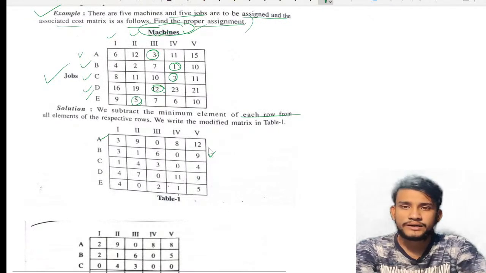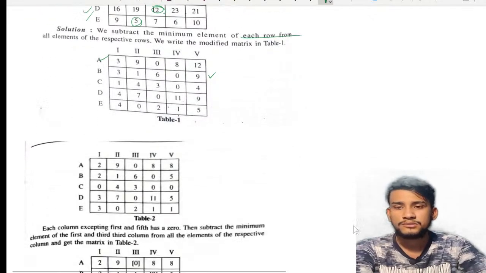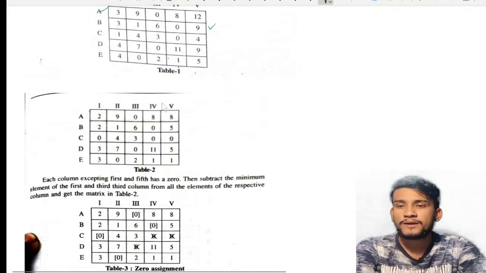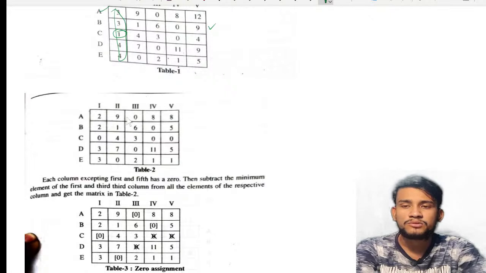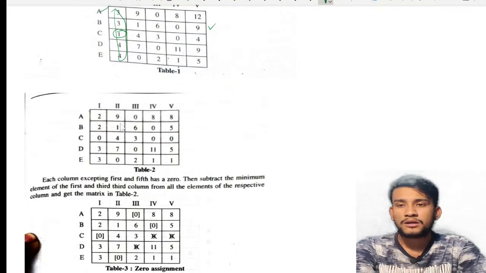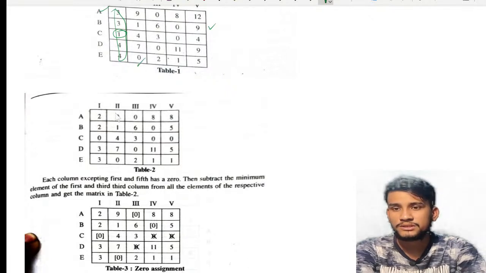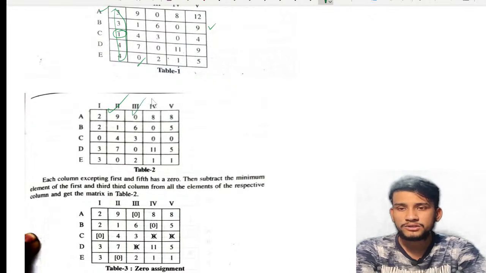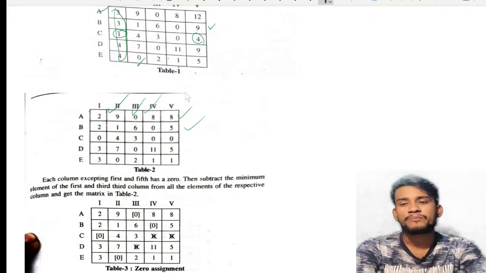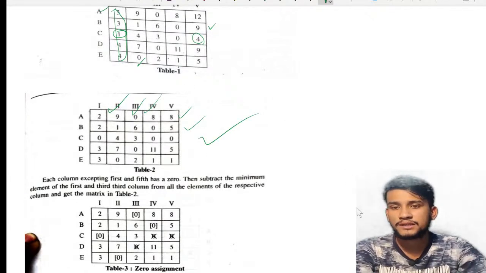So 3, 9, 0, 8 and 12, these types of matrix. Now we apply the similar method for the columns. For the first column, there are no zeros and the minimum element is 1. Therefore we subtract 1 from each element of the first column. Here there is also a 0, therefore this column is the same, and here we also get zeros. In the fifth column, 4 is the minimum element, and we subtract 4 from each element of the fifth column. After the subtraction we get this matrix.